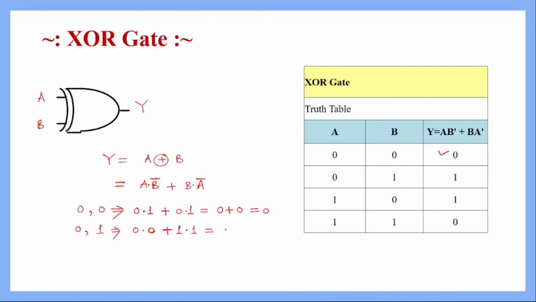So from here the first term will be 0, then from the second AND operation we have 1. The OR operation between 0 and 1 will be 1, and that's what has been written. Then the first input is 1 and the second input is 0, so what will happen?